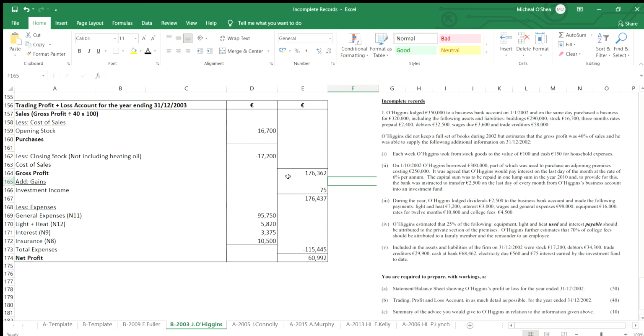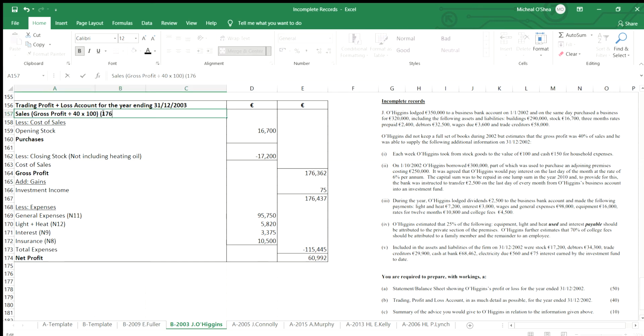We can look at our gross profit here as being worth 40% of sales, and from that we should be able to work out what sales is. So my gross profit is 176,362. We're told that that should be equal to 40% of sales.